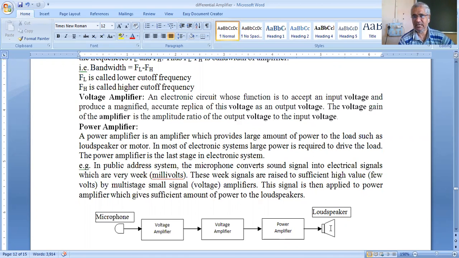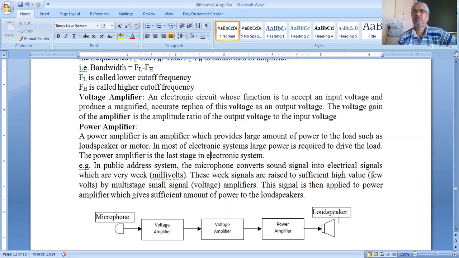If this loudspeaker is directly connected to the voltage amplifier, it will not give too much sound, because the voltage amplifier output does not contain too much power. So the power of the voltage amplifier is low, and therefore special amplifiers are used that provide a large amount of power to the load, and they are called power amplifiers.